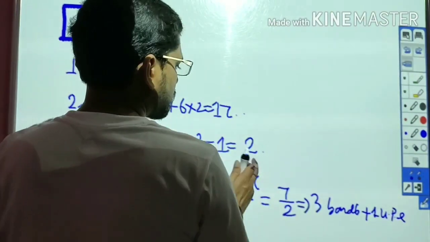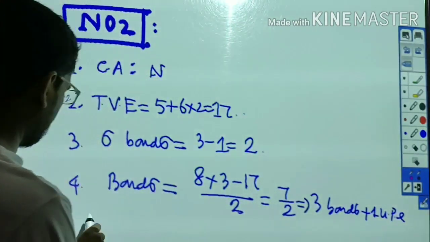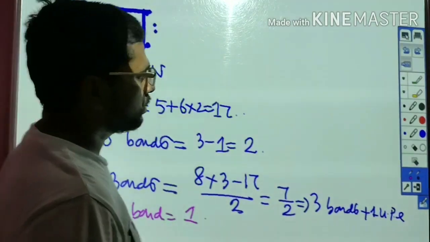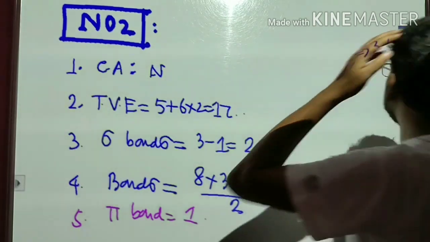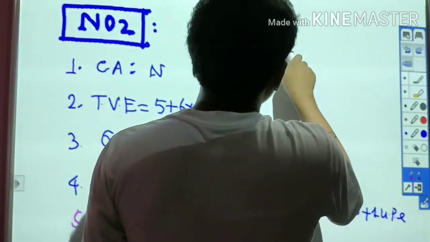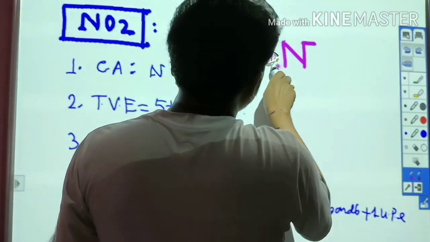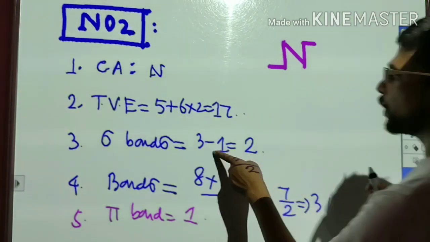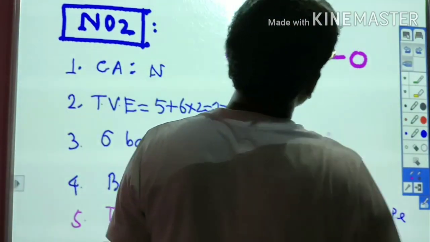Now how many pi bonds? See, 3 bonds, out of which 2 sigma bonds are there, so pi bond is equal to 1. We have got all the information. So how can we draw the Lewis structure? Nitrogen is central. Nitrogen forms 2 sigma bonds with 2 oxygens: this is one oxygen and this is another oxygen.